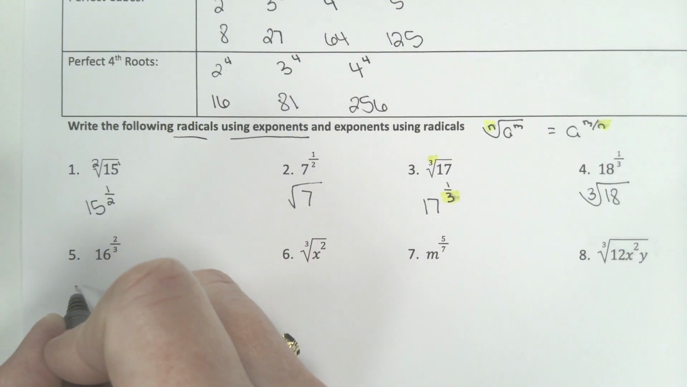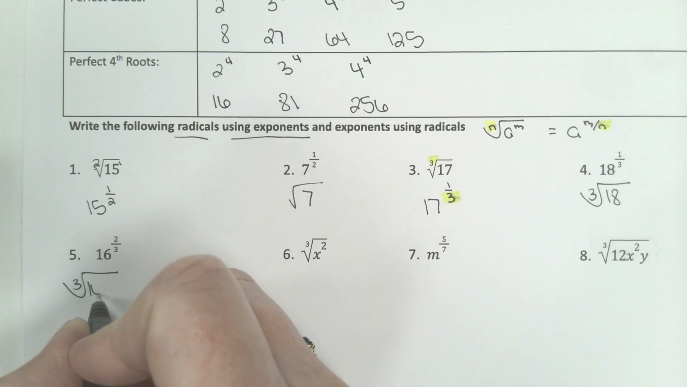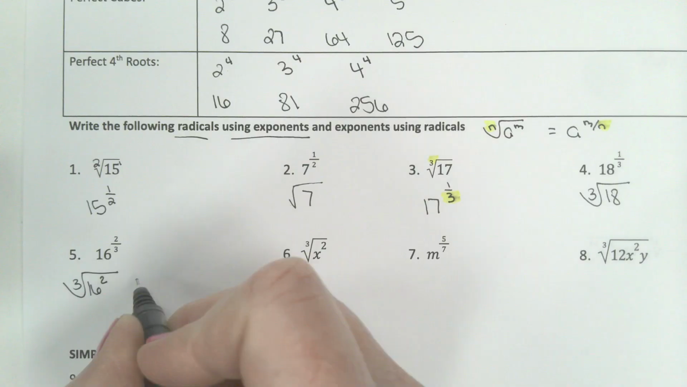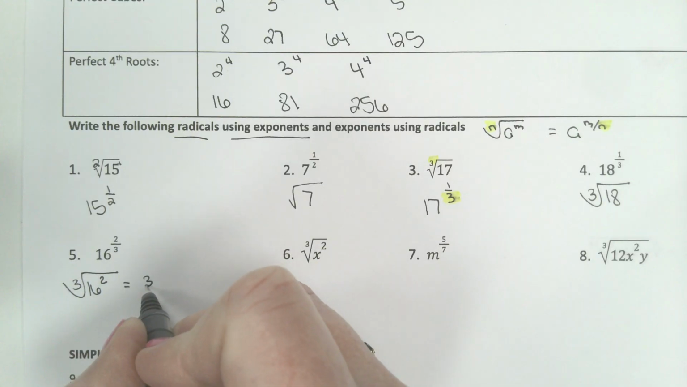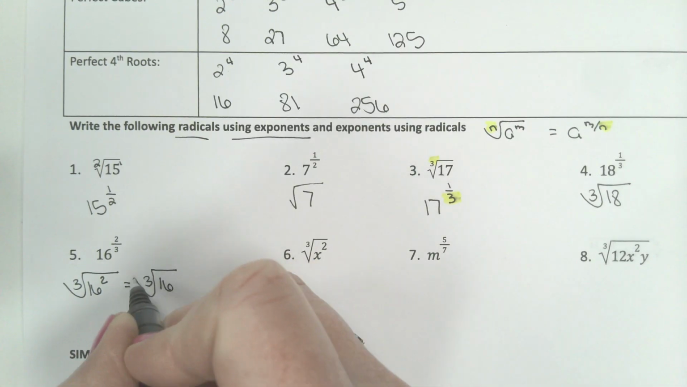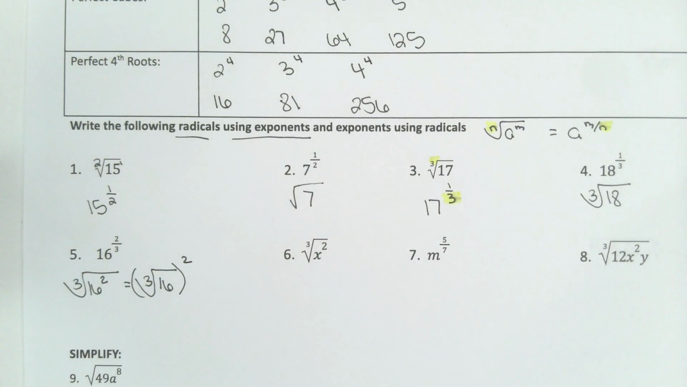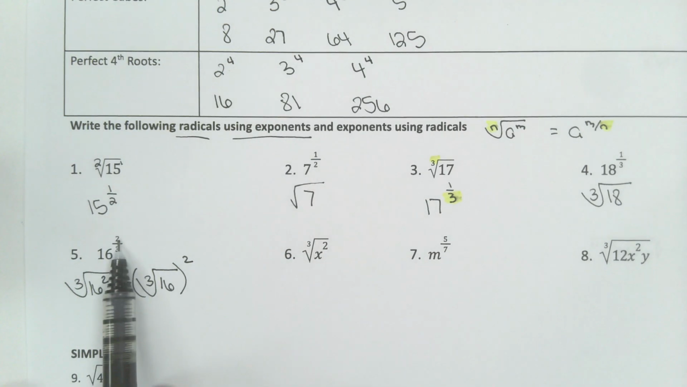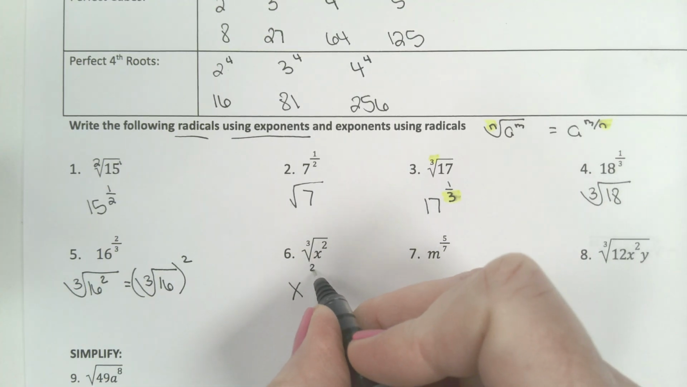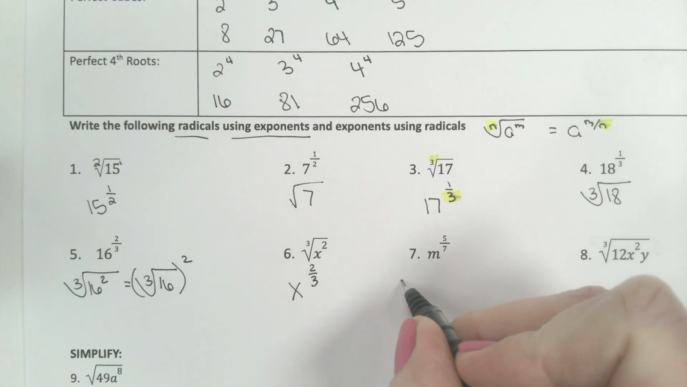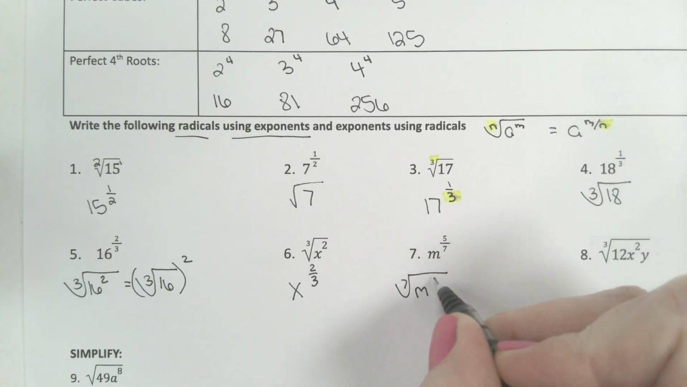All right, this one should have been the cube root of 16 squared. Fun fact, there are choices for the exponent on the 16. That 2 can either go inside the radical or it can go outside the radical. These are the exact same answers. This would be x to the 2/3. This would be the 7th root of m to the 5th.